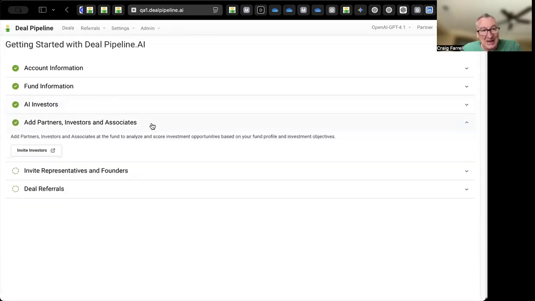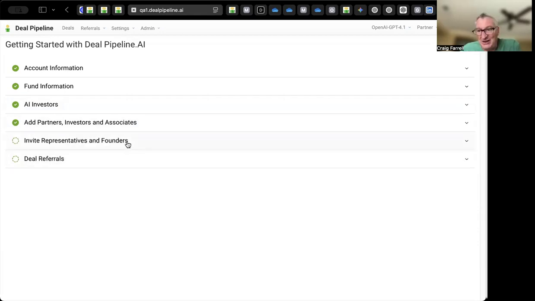The next section is adding partners. These are other people who work at your fund who can evaluate deals. Let's click here and you can simply add users to the system. The next area is invite founders and company representatives, bankers, whoever's representing companies. Again, this will send out an email similar to the one you got to set up a fund, so they can onboard onto your fund and start inputting deals into your fund.